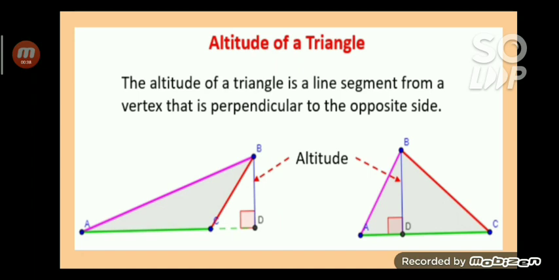What is the altitude of a triangle? The altitude of a triangle is a line segment from a vertex that is perpendicular to the opposite side. What is perpendicular? If two line segments have an angle of 90 degrees between them, then they are called perpendicular to each other. So here in the picture, BD is the altitude of the triangle. BD is perpendicular to side AC.